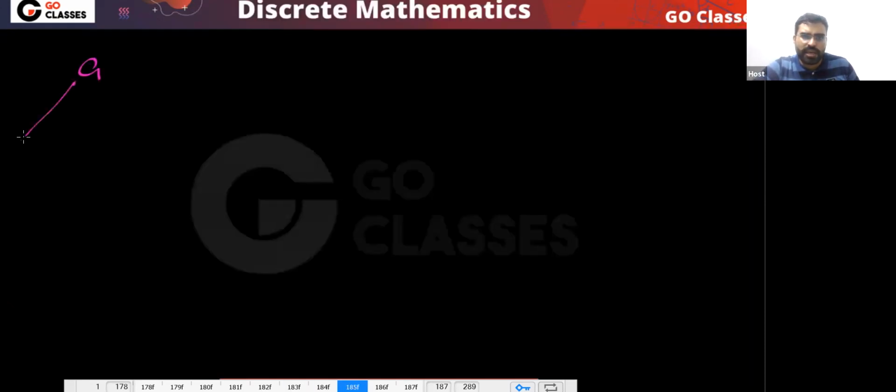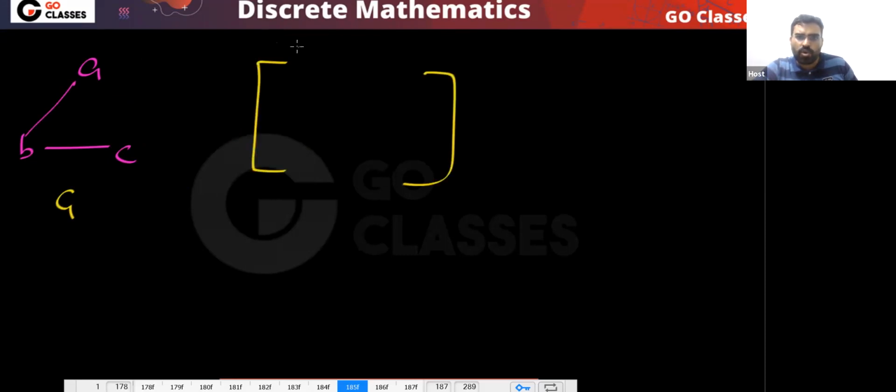If I give you A, B, C, let's assume this is your graph. Now for this graph, these adjacency matrices are the same. In the adjacency matrix, the order does not matter, but you fix one order. ABC, ABC. If I fix this order, then I will get 0, 1, 0, then 1, 0, 1, and then 0, 1, 0.